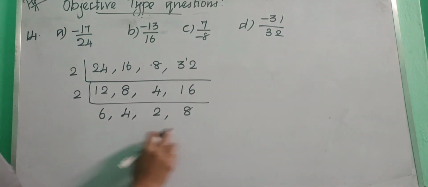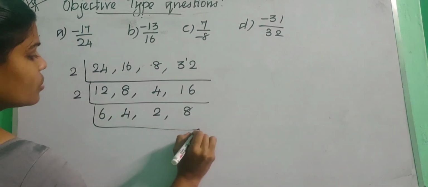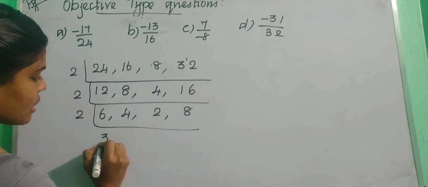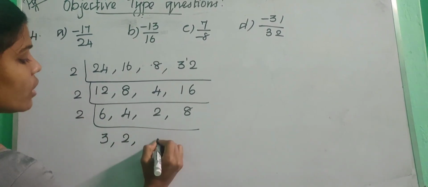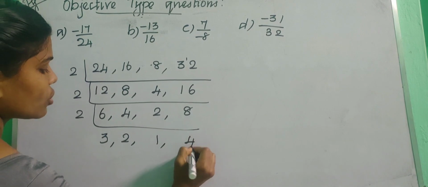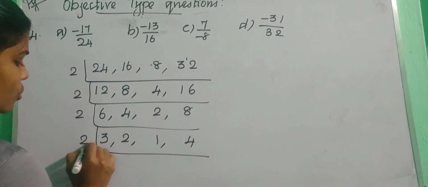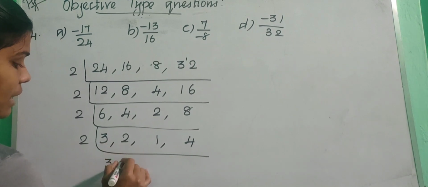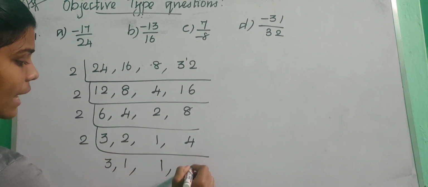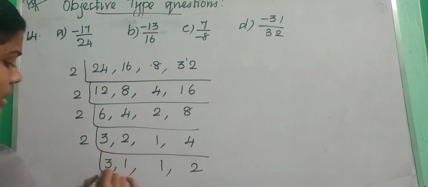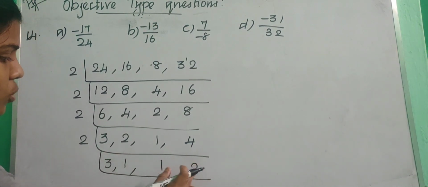Okay children, again we can continue with the 2, right? So 3 2s are 6, 2 2s are 4, 1 2 is 2, and 4 2s are 8. Again we can continue with the 2, right? So 2, so 3, and 1 2 is 2, 1, and 2 2s are 4. So we can put 2 and also 3.